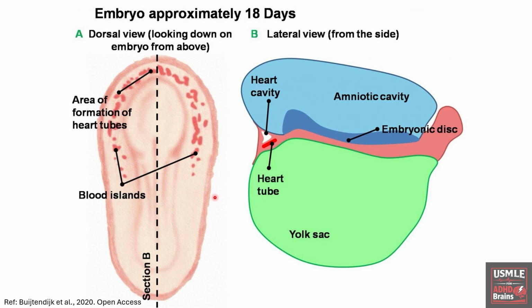As development proceeds, this primitive tube lengthens, bends, and becomes partitioned into separate chambers and outflow pathways. The key idea is that the mature four-chambered heart does not appear all at once. It is built step by step from a single tubular structure, and many congenital abnormalities can be traced back to disruption at this early stage.